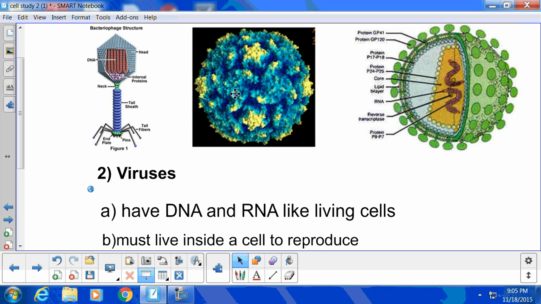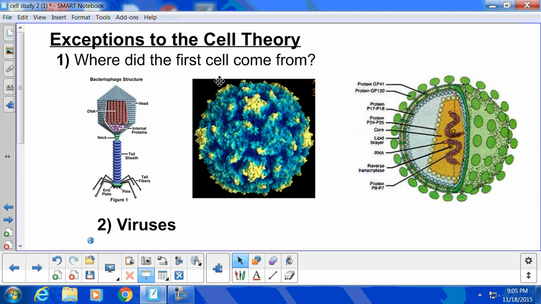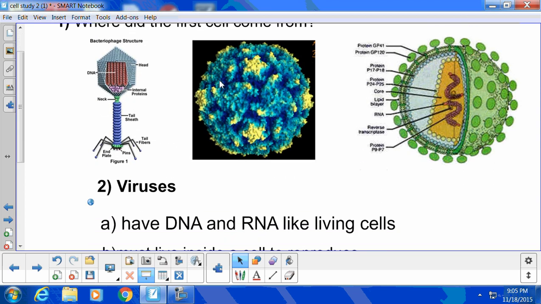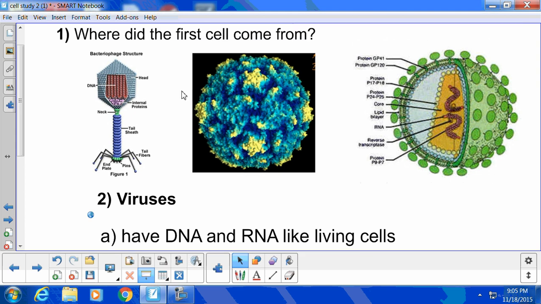You can have them in a bottle or in a test tube on your laboratory bench, and they'll never divide. But if you supply them with a cell, they can then infect the cell and inject their DNA into the cell, and then they sort of divide. And so there are exceptions to the theory. And where did the first cell come from? That's also a question that the cell theory cannot answer.